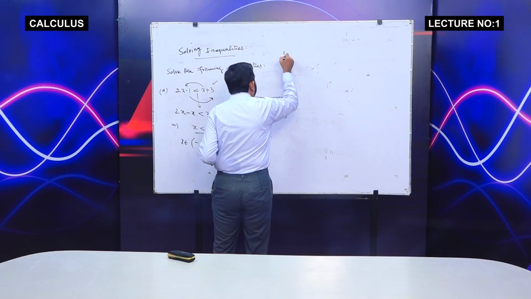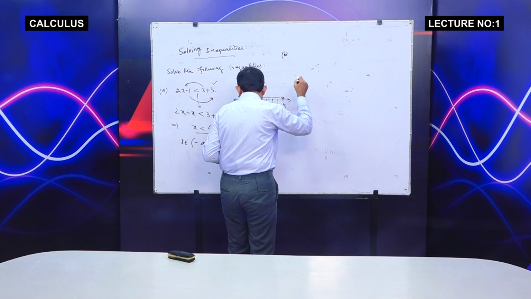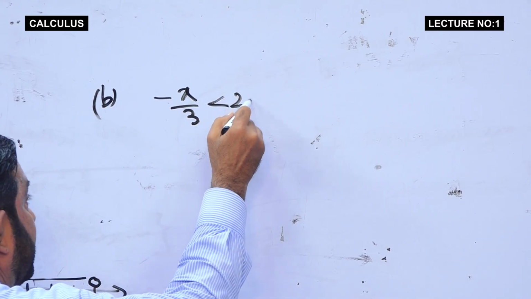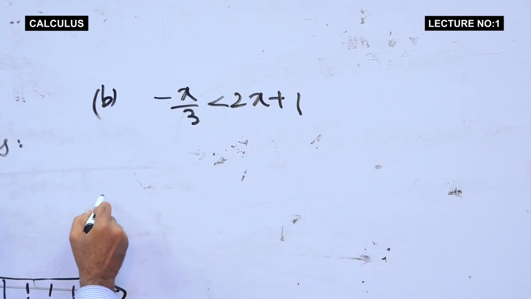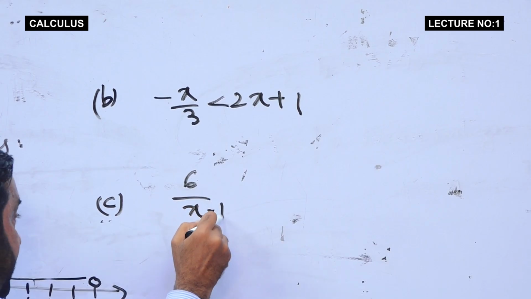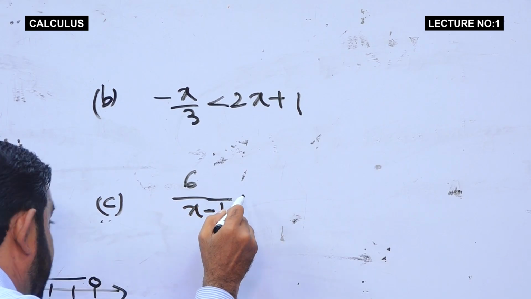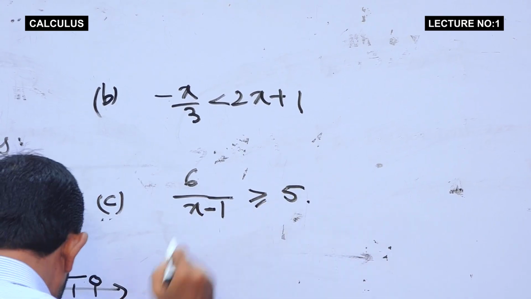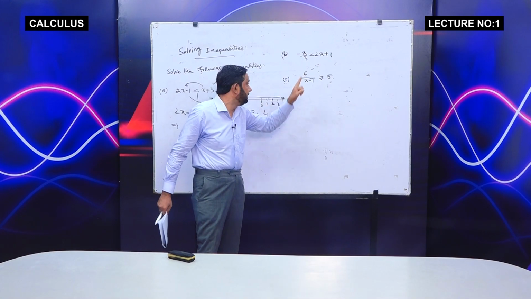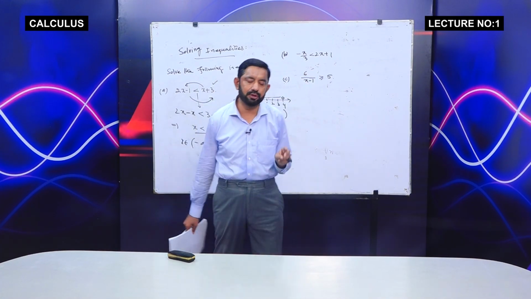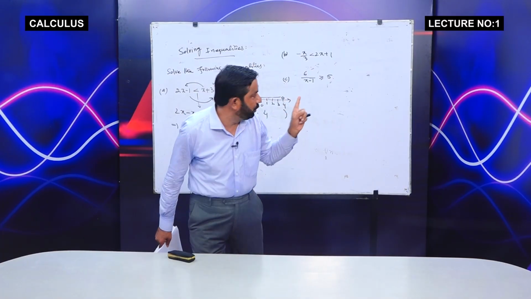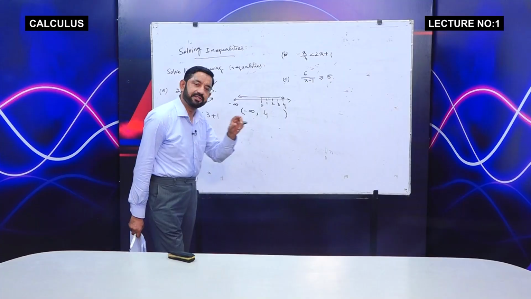I can give you 2 examples for your practice. For example, we have the other one: -x by 3 less than 2x plus 1, and the third one, c, is 6/x minus 1, this must be greater or equal to 5. So for the practice, for the exercise, you have the 2 problems, you have the 2 inequalities. You have to solve the following 2 inequalities by using the same procedure.